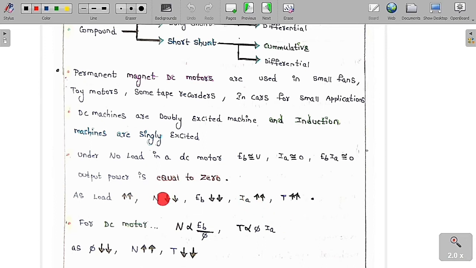To keep the speed constant, we try to increase the speed back to the normal value. For a DC motor, as I have already told you, EB is directly proportional to N into flux, which means N is directly proportional to EB by flux, and the torque is directly proportional to flux into armature current. As the flux decreases, the speed increases and the torque will decrease. You can see this clearly from the equation.